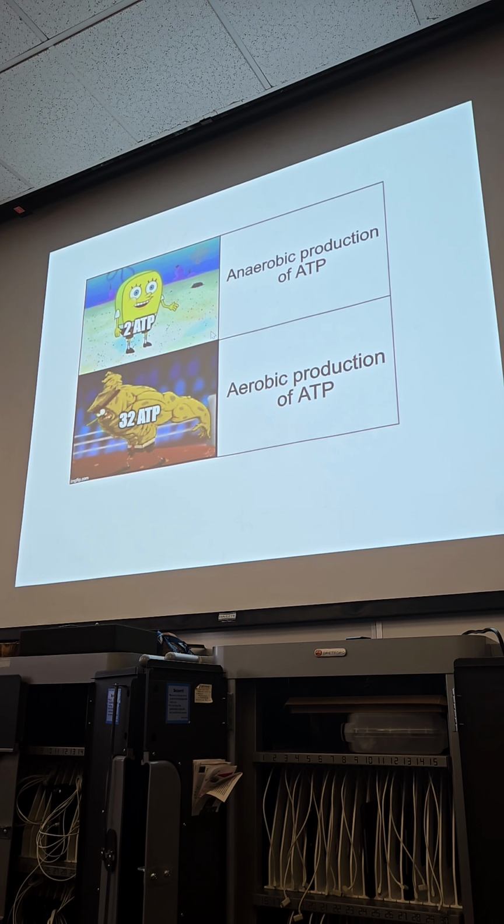How many pyruvate molecules are made from each glucose? So just one molecule? Yeah, it looks like there are two. So two pyruvate. Times 2. Okay.